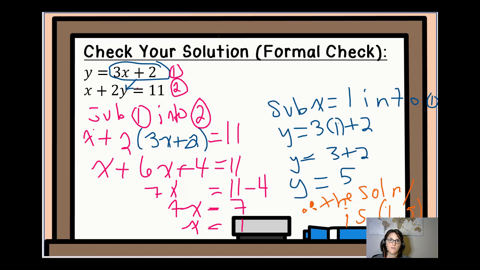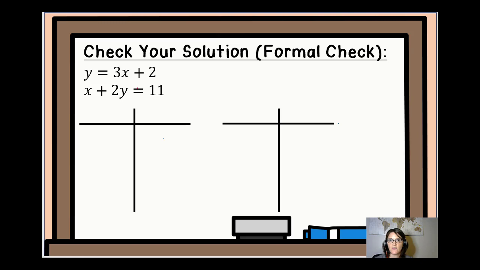Okay, so next we're going to do the formal check. So we have our solution as 1, 5, and we're going to check the solution by making a chart, and we're going to check to see if our left side and our right side work for both equations. So again, I'm going to call this equation 1 and equation 2. I'm going to label my little t-chart left side, right side, and this one's going to be for equation number 1. And the other one, same idea, left side, right side, and that was for equation number 2.